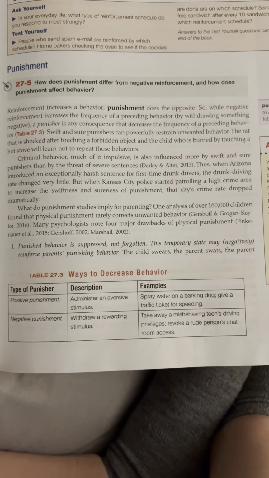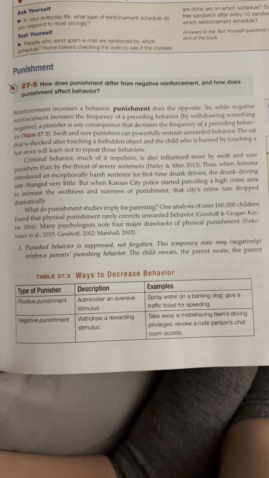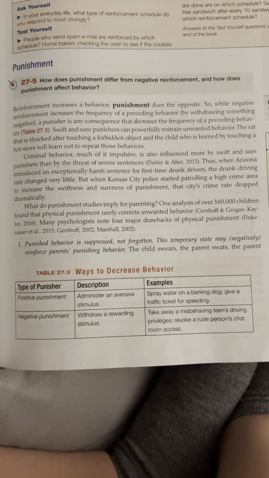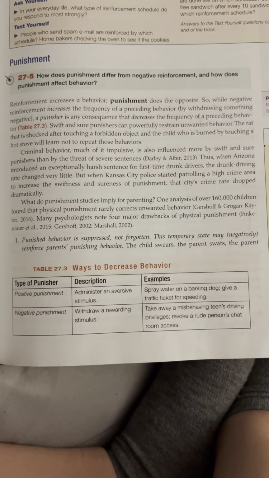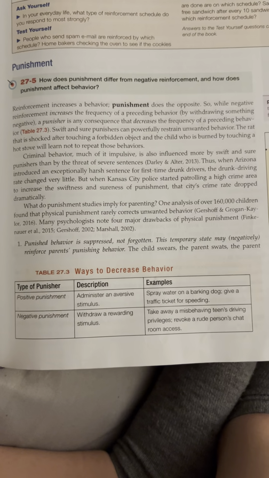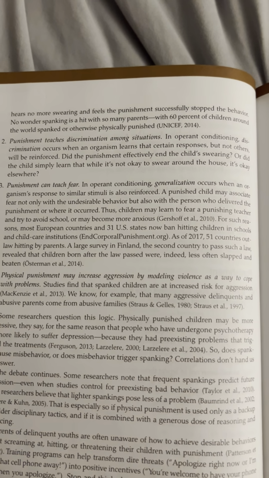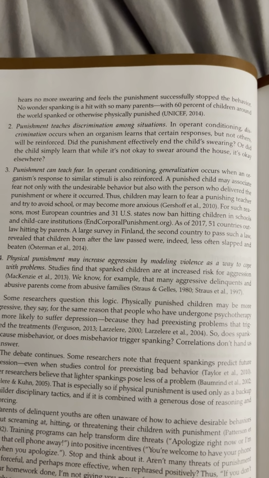What do punishment studies imply for parenting? One analysis of over 160,000 children found that physical punishment rarely corrects unwanted behavior. Many psychologists note 4 major drawbacks of physical punishment. Punished behavior is suppressed, not forgotten. This temporary state may negatively reinforce parents' punishing behavior. The child swears, the parent spanks. The parent hears no more swearing and feels the punishment successfully stopped the behavior. No wonder spanking is a hit with so many parents.